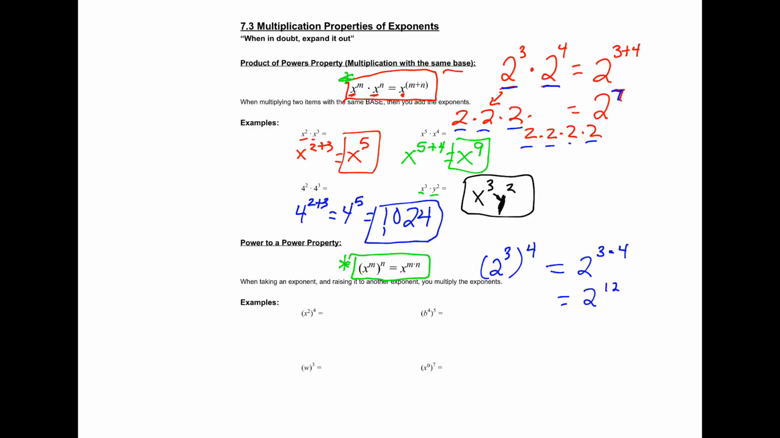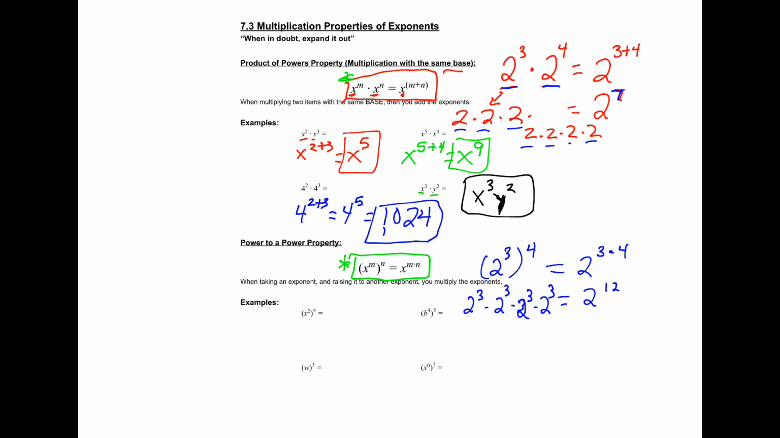Okay, now let's expand it out. So remember, it's just the thing to the 4 times. So we have 2 cubed times 2 cubed times 2 cubed times 2 cubed. Okay, and now when it looks like this, we said we have 2 cubed 4 times. So we have it once, twice, 3, and 4. Then we can use this rule and add the exponents. 3 plus 3 plus 3 plus 3 equals 12. So that's why this works out.